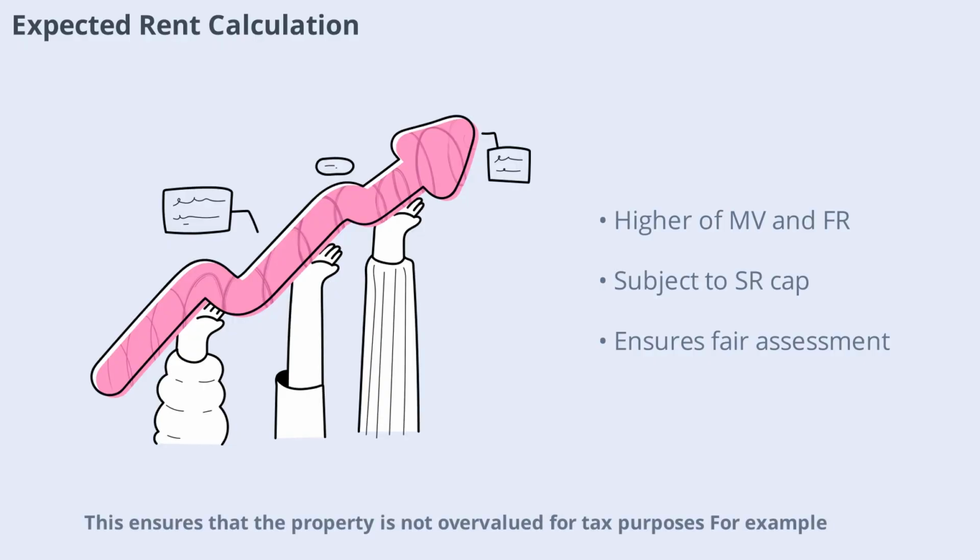For example, if the municipal value is Rs. 72,000 per month and the fair rent is Rs. 90,000 per month, but the standard rent is Rs. 80,000 per month, the expected rent is capped at Rs. 80,000 per month.